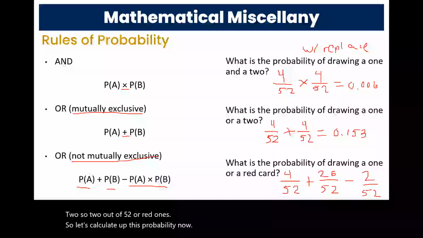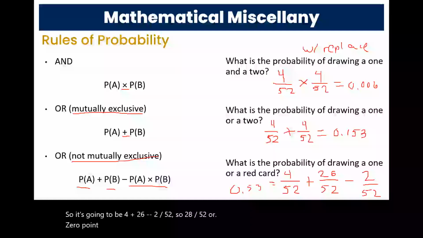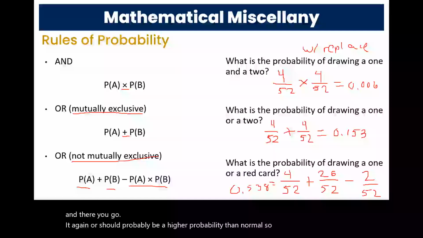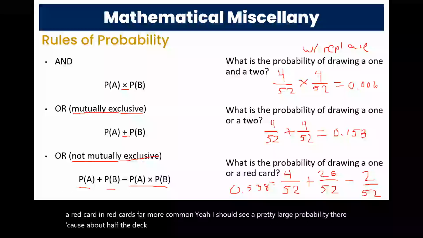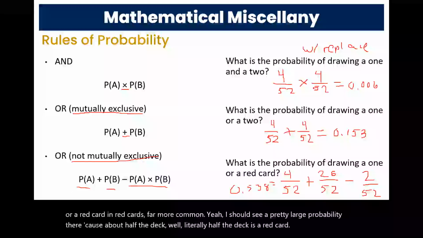So it's going to be 4 plus 26 minus 2 over 52. So 28 over 52, or 0.538. And there you go. And again, or should probably be a higher probability than normal. So if we're picking a 1 or a red card, and red card's far more common, yeah, I should see a pretty large probability there because literally half the deck is a red card.